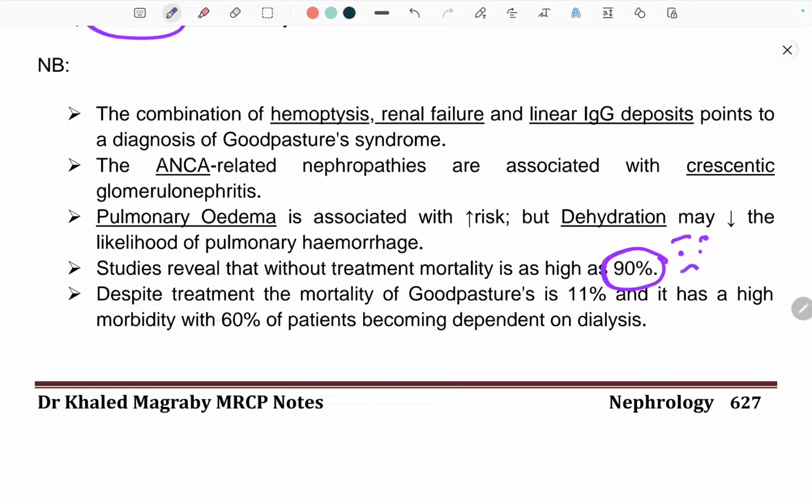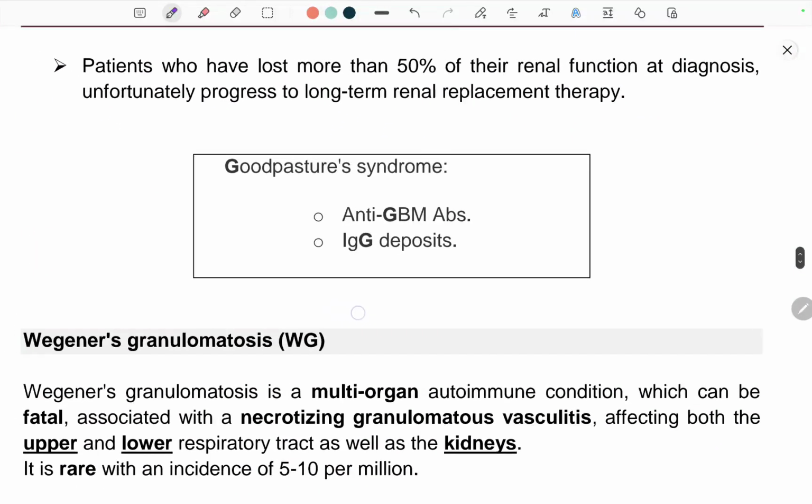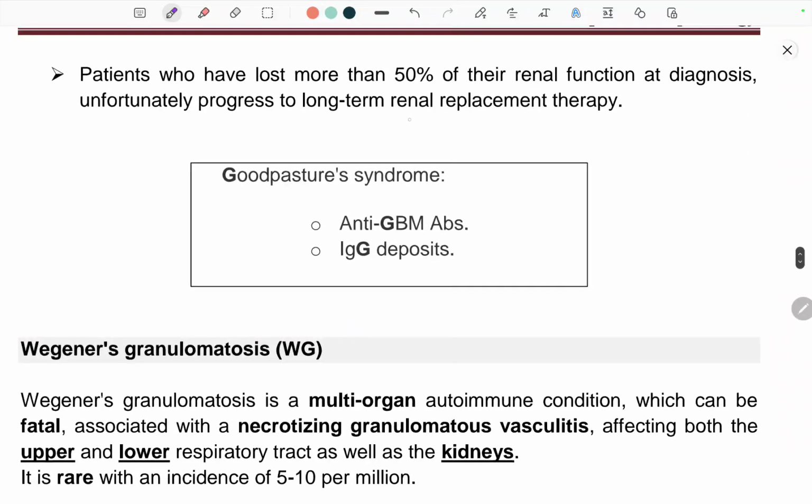Despite treatment, the mortality of Goodpasture is 11%, and it has a high morbidity, with 60% becoming dependent on dialysis. Patients who have lost more than 50% of the renal function at diagnosis unfortunately progress to long-term renal replacement therapy. Goodpasture syndrome, anti-GBM antibodies, IgG deposit. This also G, this also G.